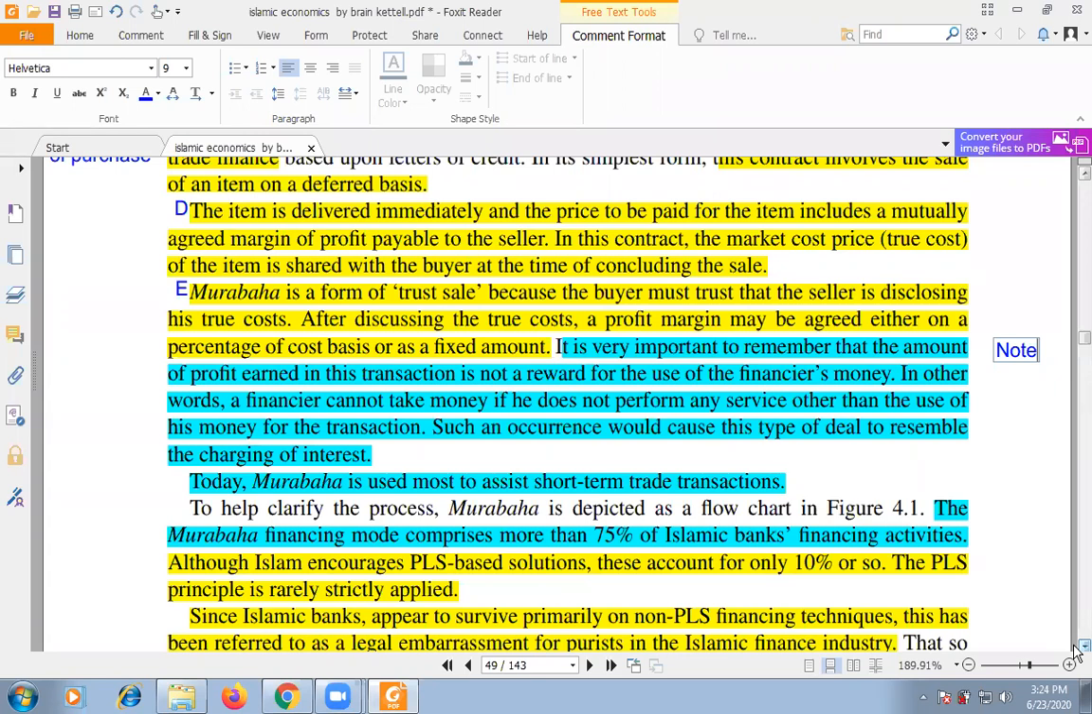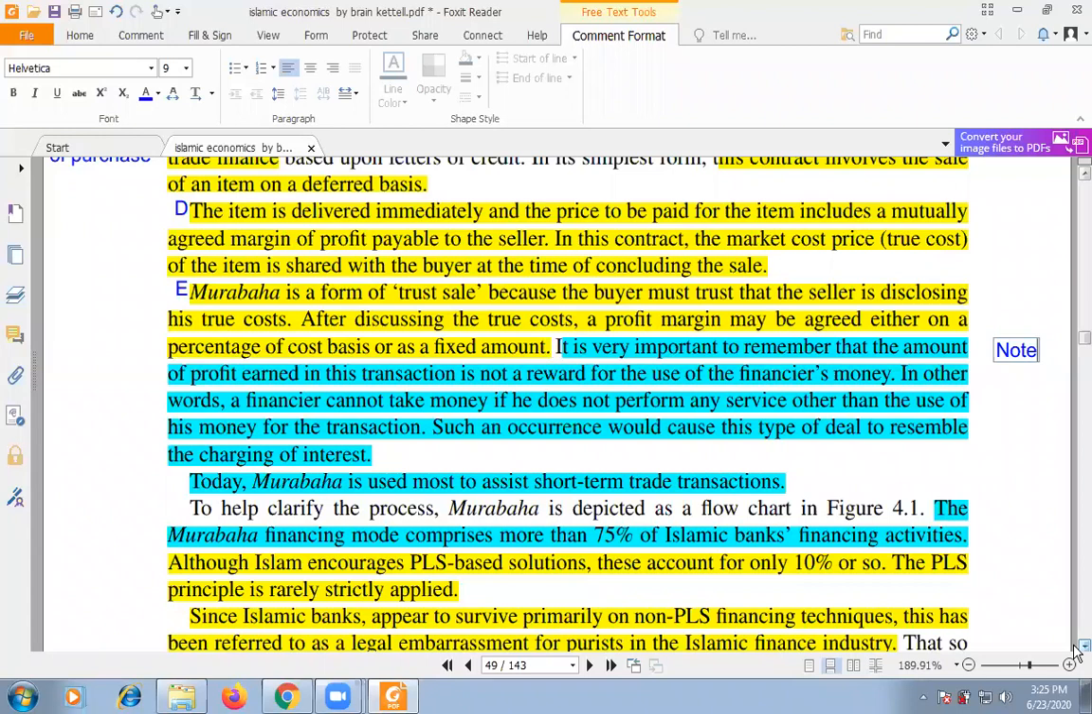Actually, this profit is a reward for trade. Because if we accept that this profit is a reward for the use of money, then it will resemble the charging of interest. That is not allowed in Islamic economics, Islamic banking. That is banned and haram.